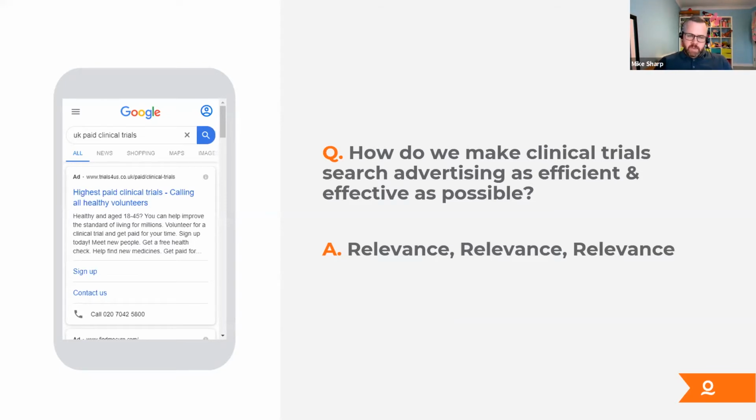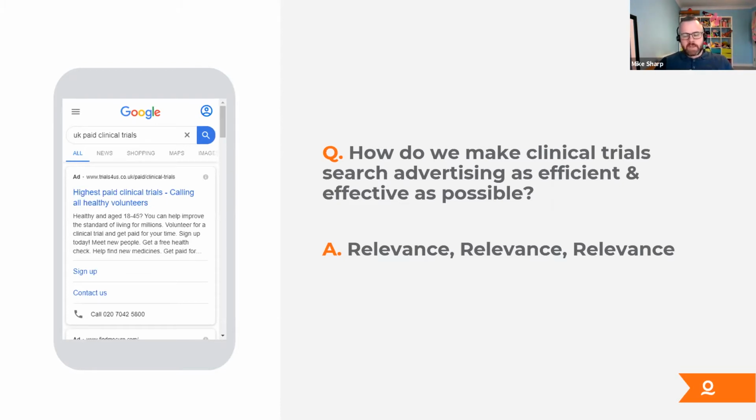What we've got here is someone who searched very specifically for UK paid clinical trials. Now we need to make sure that we show them a hyper relevant ad that's specific to what they've searched for. We also need to make sure that we then show them what to do next effectively. So in this example, from a relevancy perspective, we're matching what they've searched for. It says healthy and aged 18 to 45, so we assume that the targeting has been done in such a way to hit those people.